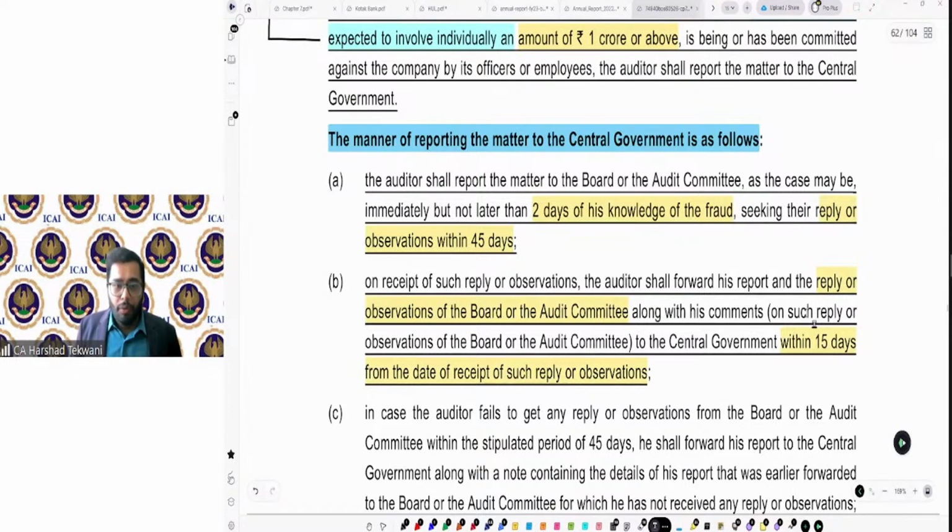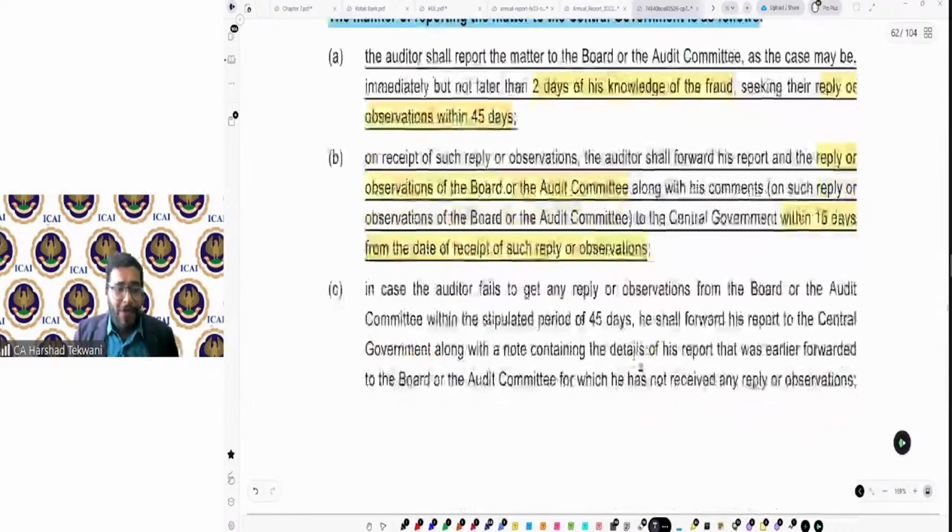So first, 2 days maximum I will take to report to the board of directors or audit committee. Then I will wait for 45 days for their reply. If I get an early reply, then within 15 days from the date of reply, I will forward it to the central government. If I do not receive the reply within 45 days, then what?